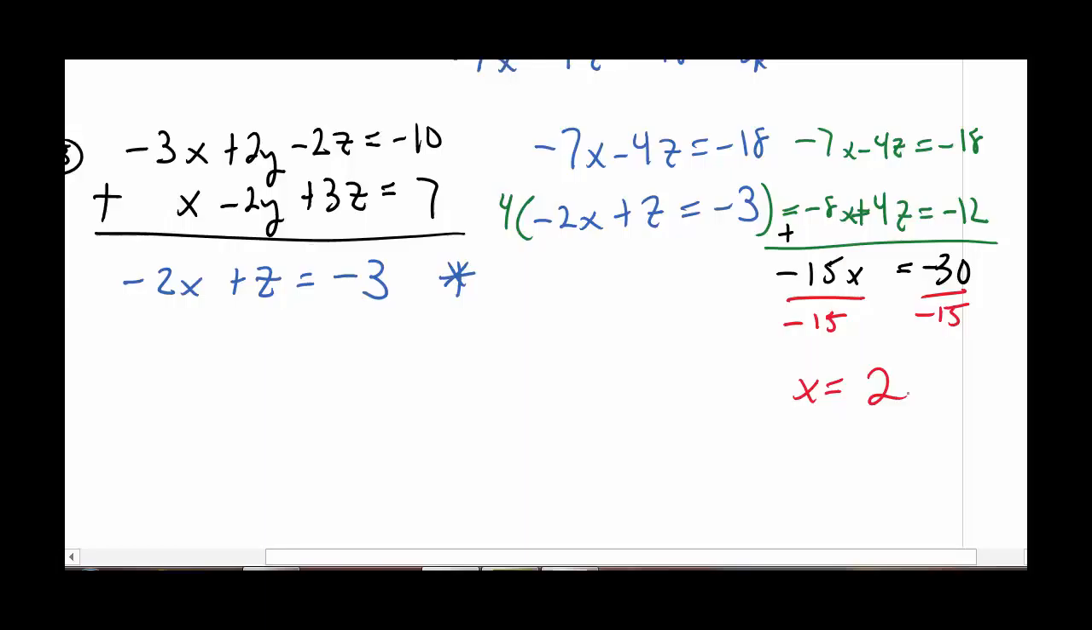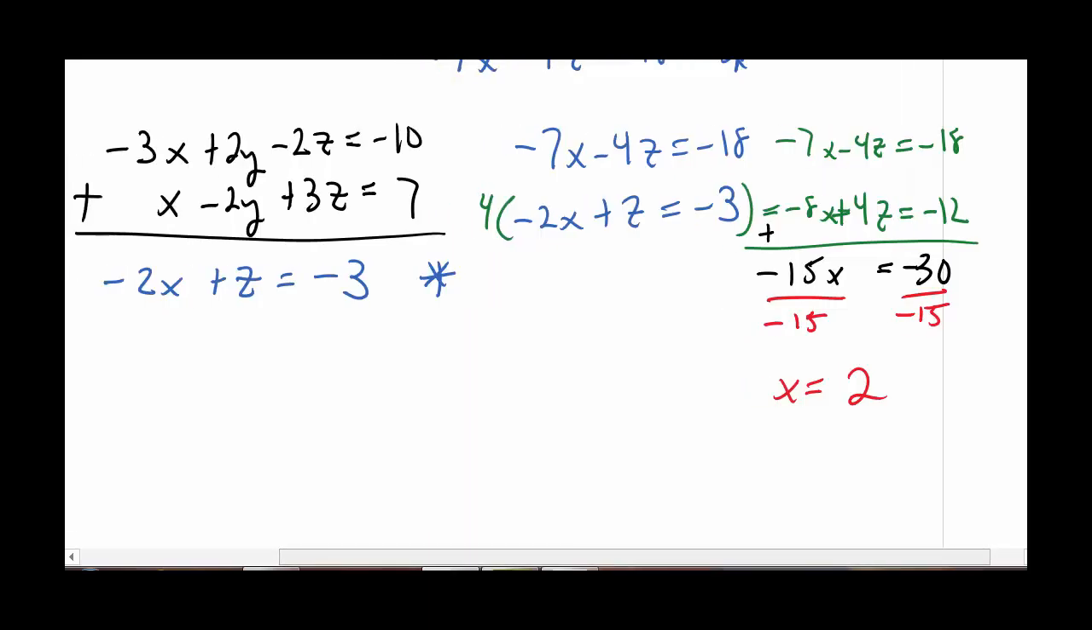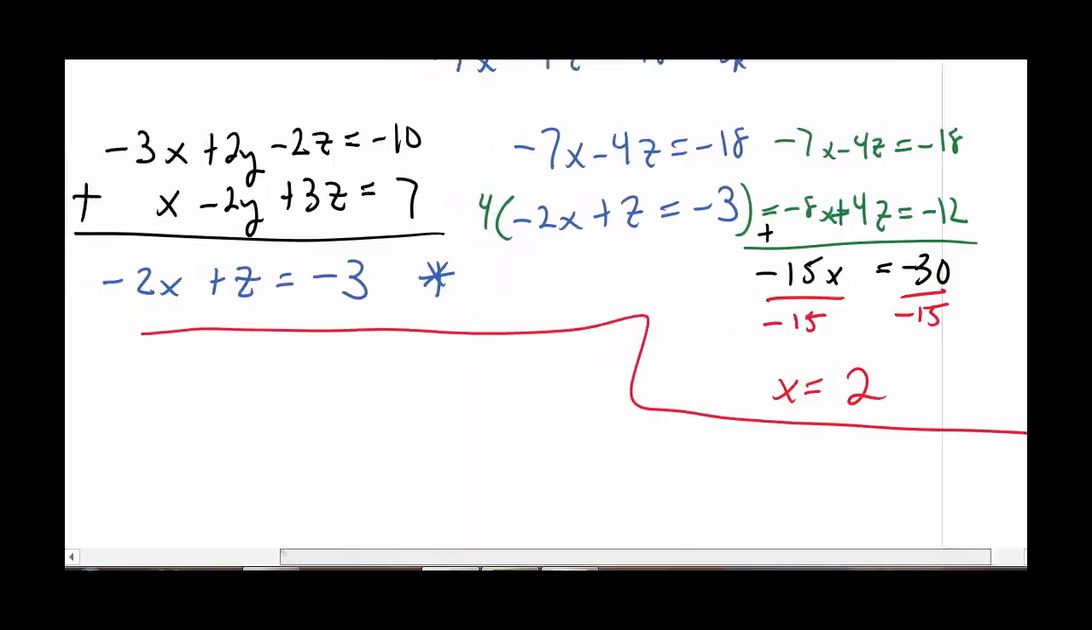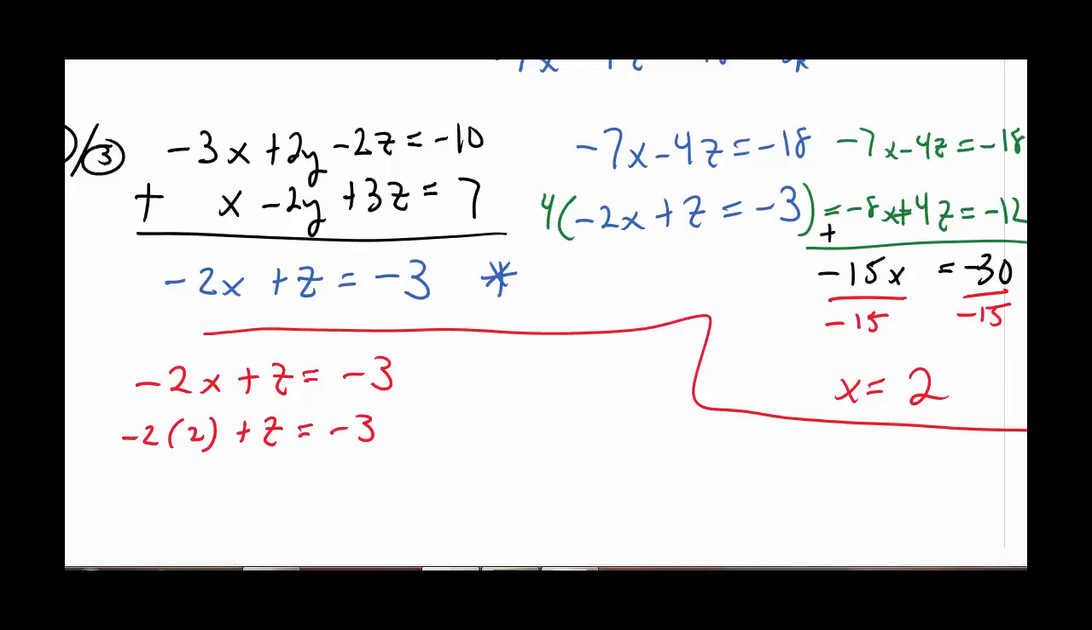All right, so we got one letter down. Yay. Okay, so now what I'm going to do is I'm going to go back in and find z. All right, so let's find that. Like I got to draw a little border here so I don't get these things too confusing. All right, so let's take that bottom equation. The bottom equation says negative 2x plus z equals negative 3. Well, now I know that x is 2. So negative 2 times 2 plus z equals negative 3.